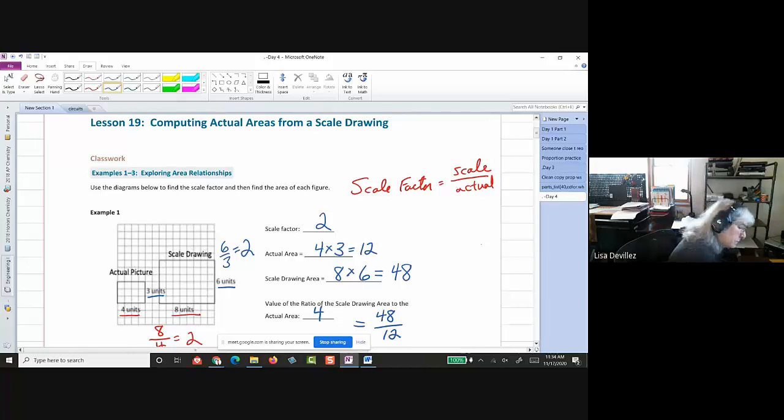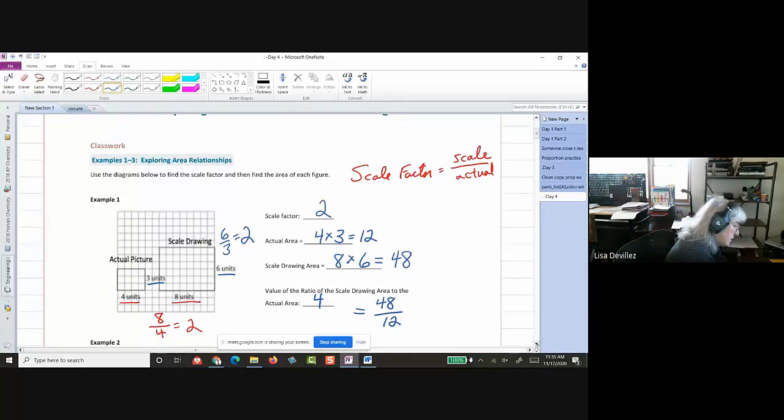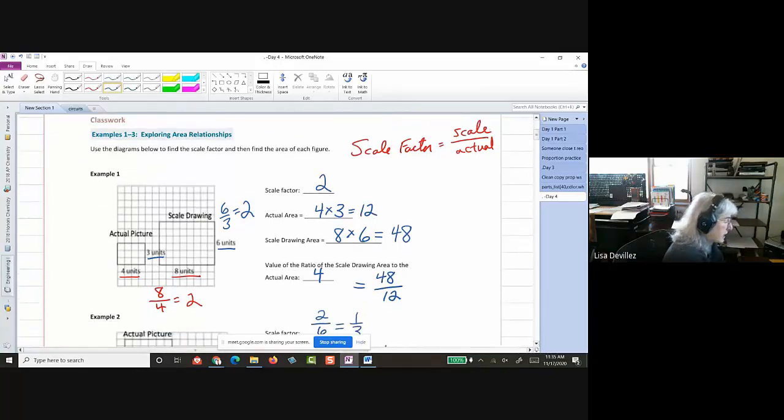Okay, so what we're doing here is we're looking at the scale factor, and today the focus is looking at how the area is affected by the scale factor. I'll talk you through this. So our scale factor is the scale divided by the actual. In this first one, our scale is going to be 8/4, which would be 2.